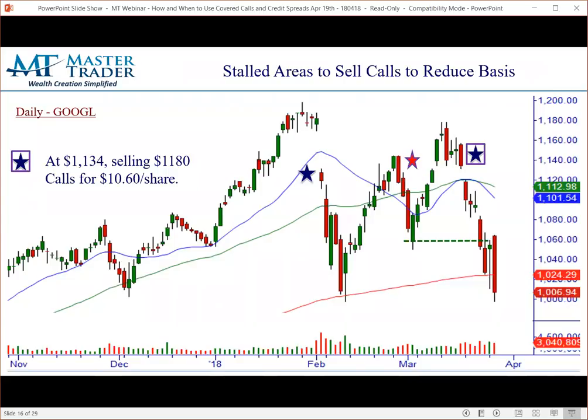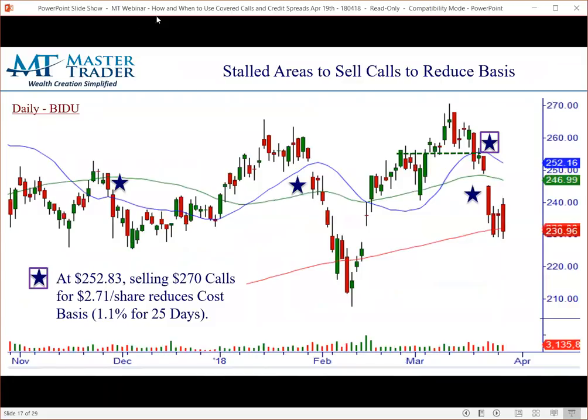And however many days to expiration it was, I put $10.60 a share into my pocket. Baidu, I'm just marking these. You can check them out later. We got declining 20 and 50 over here, and a rally that failed. Here, it was trying to recover, but then a bearish gap.